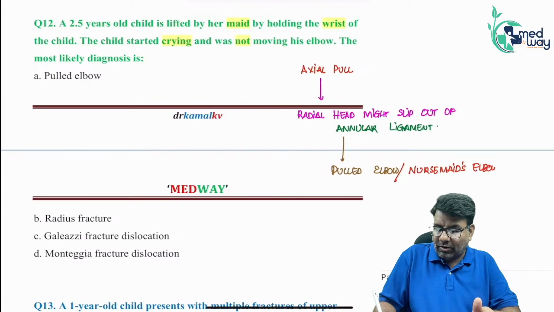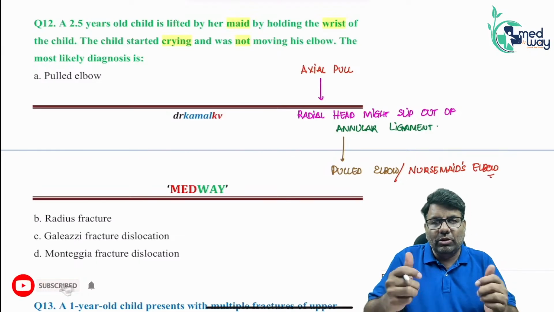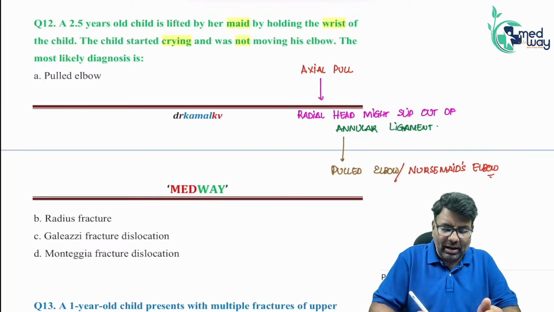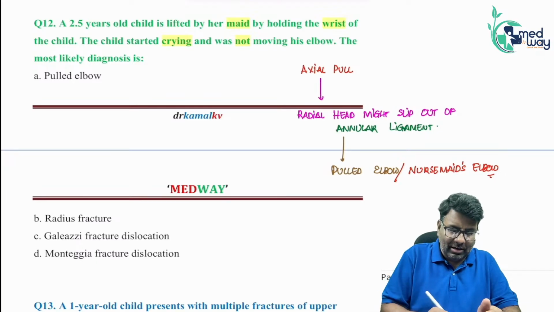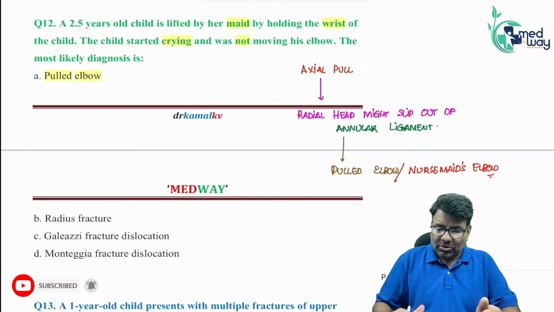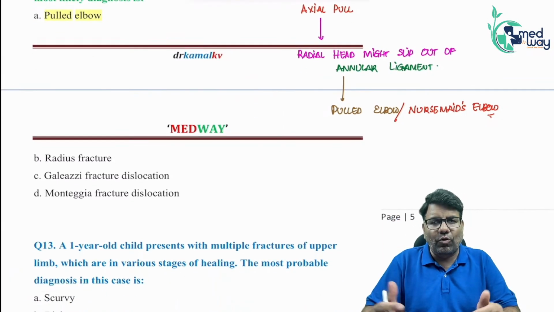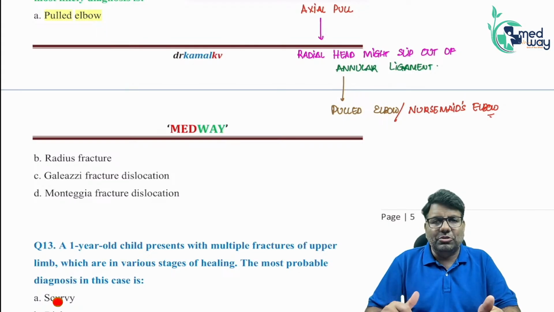because they usually take care of the child, and if they pull the child in such a manner holding the wrist, then there is possibility of pulled elbow. So this is the case here. So this is a case of pulled elbow. Right? So axial pull along the forearm or the wrist can lead to pulled elbow.